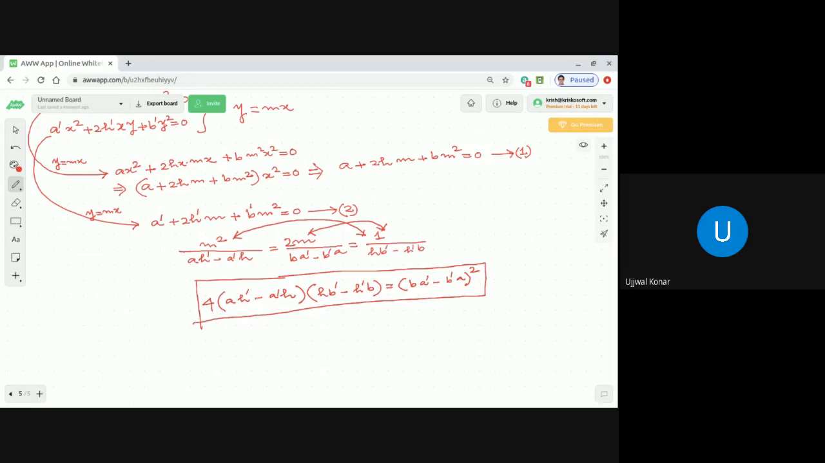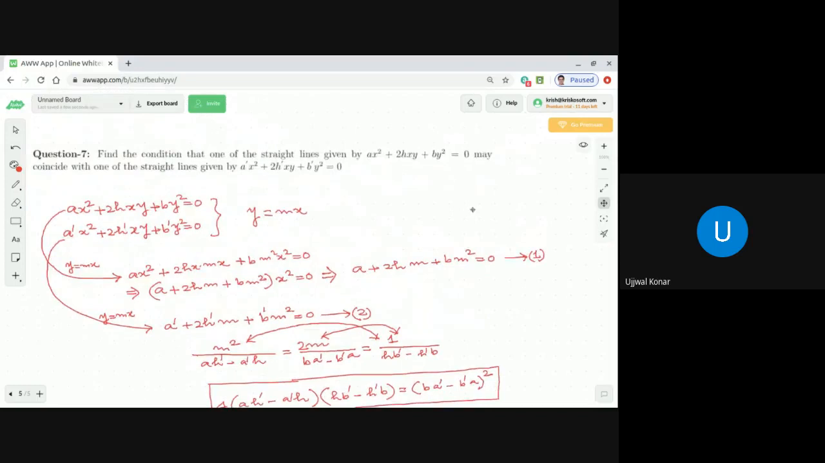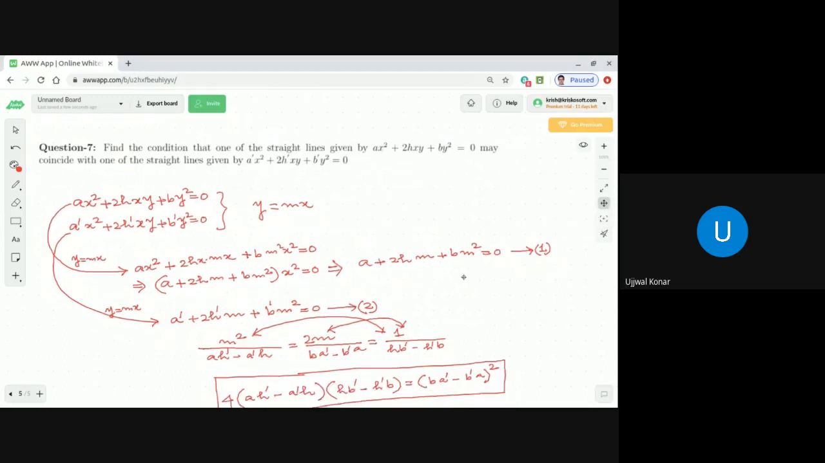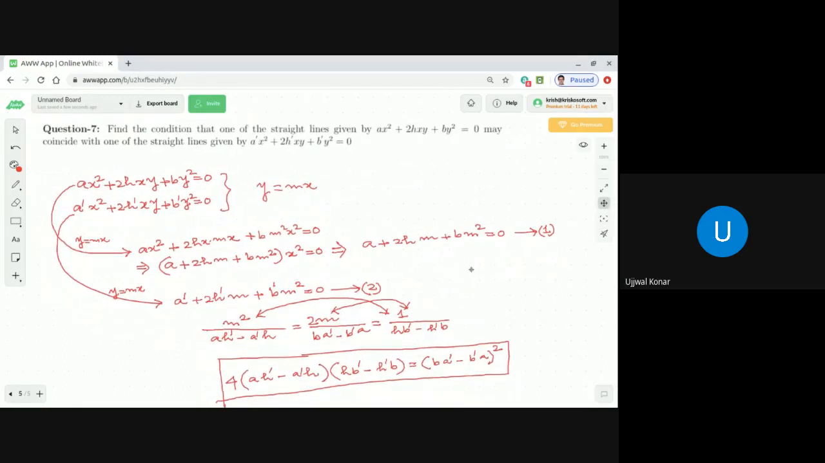Dear students, one thing I would like to mention: the topics we are discussing in this session and the previous session are not in your board examination, but they are certainly important for IIT joint entrance examinations. This is just for your information. With this, I would like to conclude the class for today. In the next session, we will be discussing pairs of straight lines not necessarily passing through the origin.